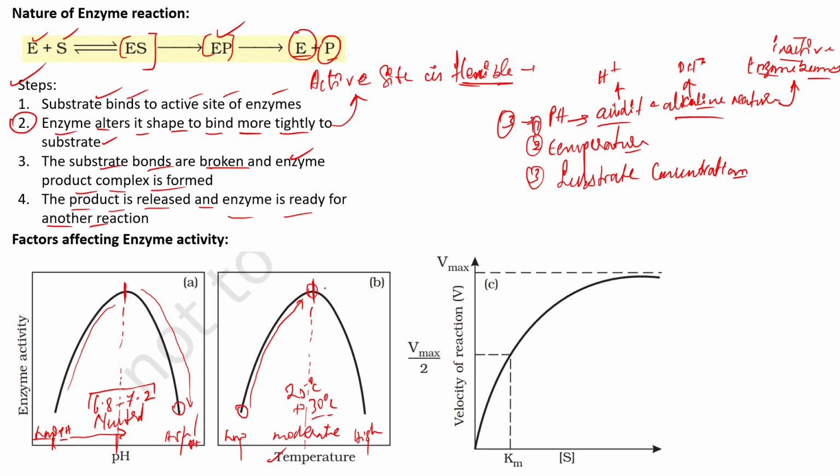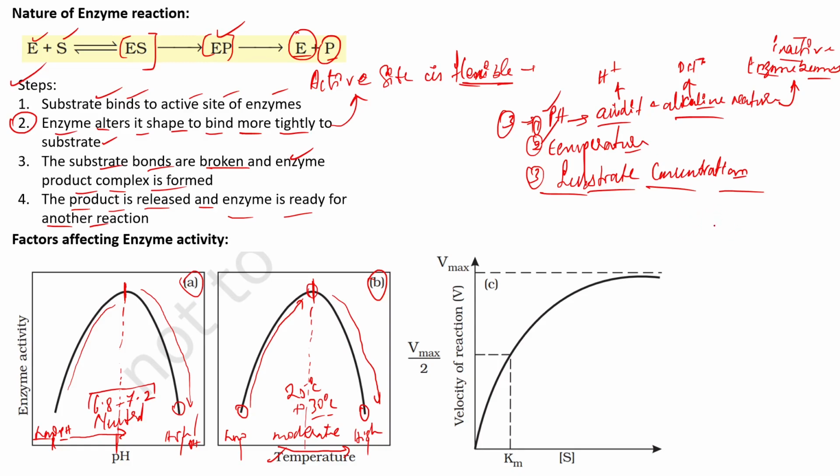Now, if we go on increasing the temperature further, you can see that the activity of the enzyme goes on decreasing, and finally there is no activity at all, because the enzyme is completely destroyed at higher temperature. So these two graphs, graph A and graph B, depict the role played by pH and temperature in the activity of the enzyme. Now finally, let us look into the last graph, that is the substrate concentration. How does the substrate concentration affect the activity of the enzyme?